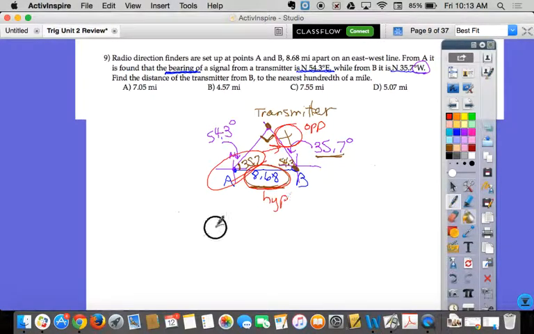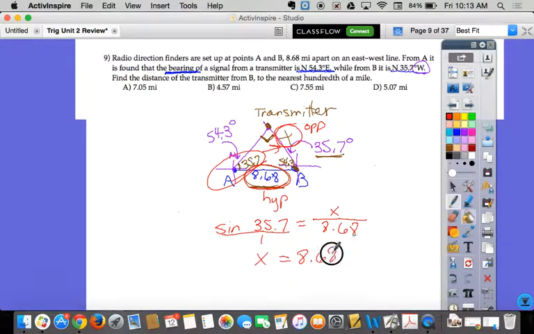He doesn't change. So sine of 35.7 equals x over 8.68. Put it over 1 and cross multiply. x equals 8.68 sine of 35.7. And it's just a matter of typing it in.